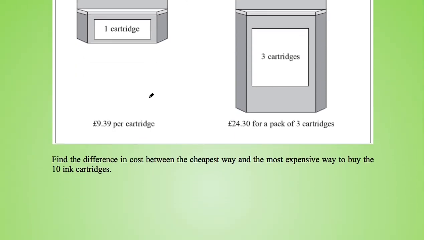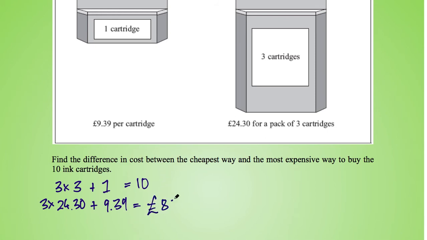He wants exactly 10. He can either do that by doing three lots of the 3-pack and 1 of the 1 cartridge. So that's going to be 3 times 24.30 plus this £9.39. And that gives you £82.29 on your calculator. The other option is that he just buys 10 of the single packs. 10 times 9.39 is £93.90.